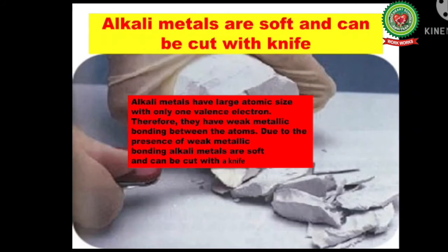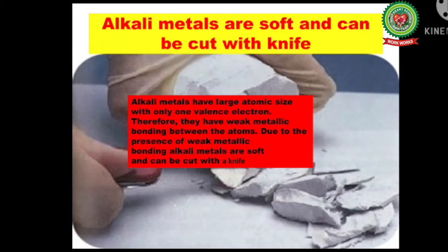Alkali metals are soft and can be cut with a knife. So students, if the question is there, name any two soft metals which can be cut with a knife, we can give the example of sodium and potassium because these are alkali metals. These are in group 1, and we have just mentioned that alkali metals are soft and can be cut with a knife. Now why actually? What is the reason actually?